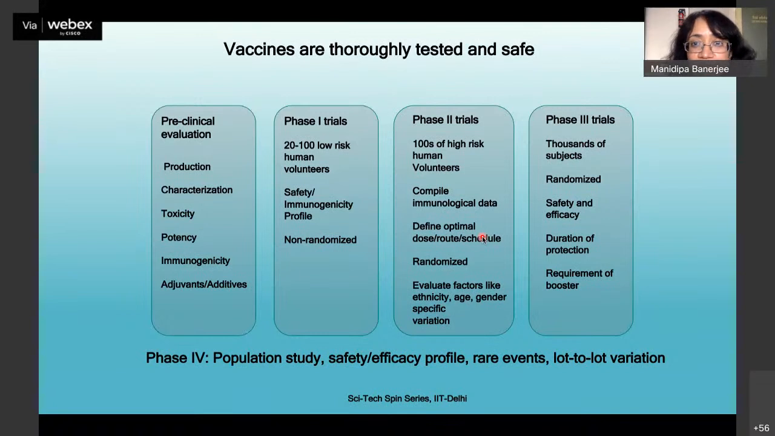And vaccines are very, very thoroughly tested to make sure that they are safe. There is a preclinical evaluation followed by phase 1, phase 2 and phase 3 trials, where you have lots of volunteers, and it's a randomized process. The vaccine makers check for all kinds of factors, like whether it is causing any toxic reaction, how long it protects, how many variants it protects against, and whether one needs a booster shot, right? All of these things are taken care of before vaccines are actually deployed.